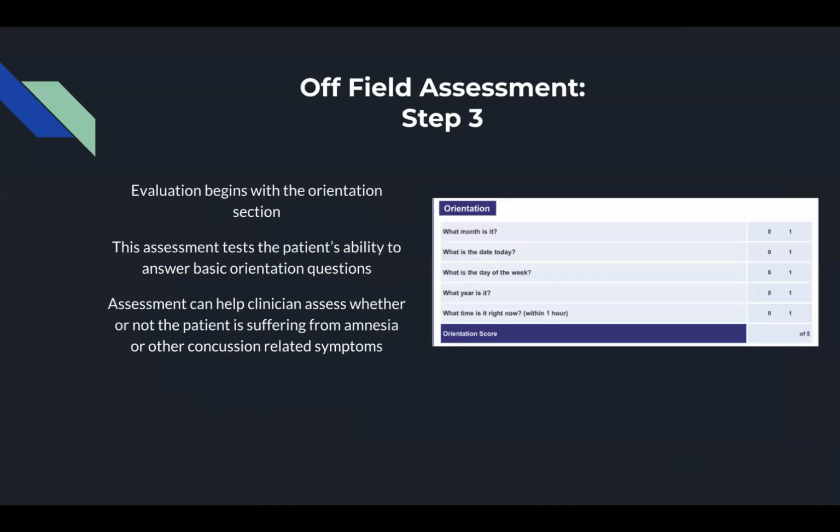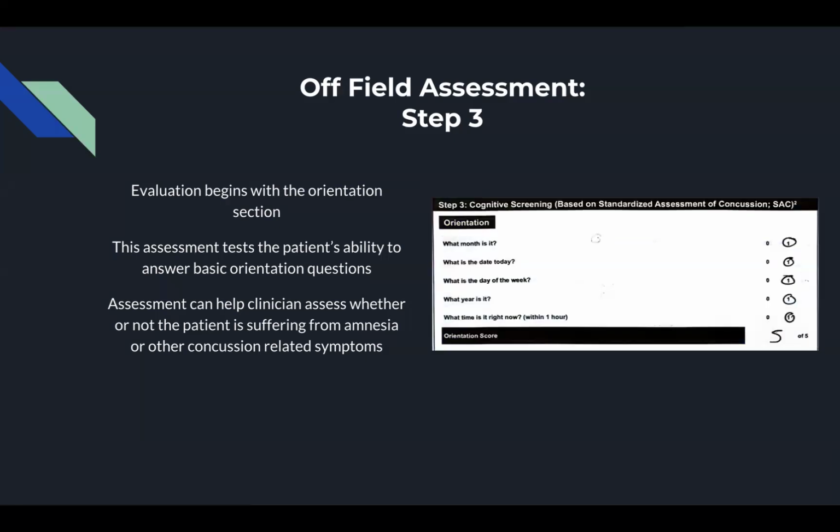Moving on to the off-field assessment, step 3. The evaluation begins with an orientation section. This assessment tests the patient's ability to answer basic orientation questions that shouldn't be out of the realm of normal understanding. And this assessment helps clinicians assess whether or not the patient is suffering, as we've talked about before, from retrograde amnesia or any other type of concussion-related symptoms or ailments.